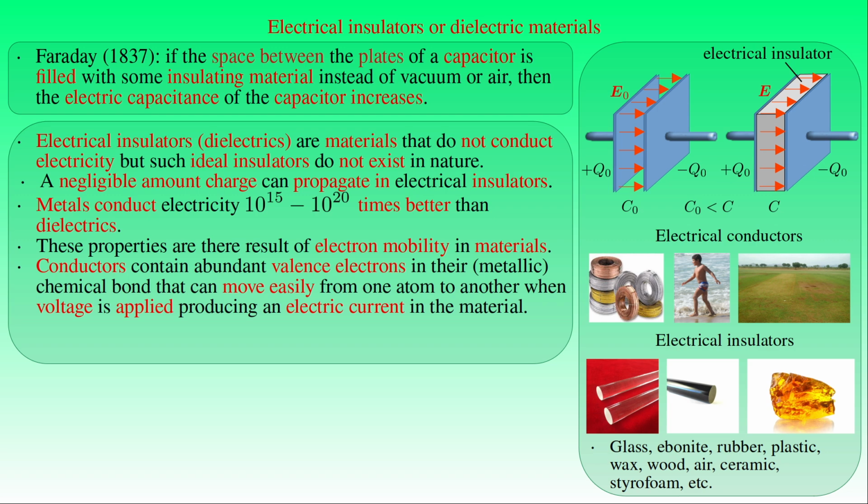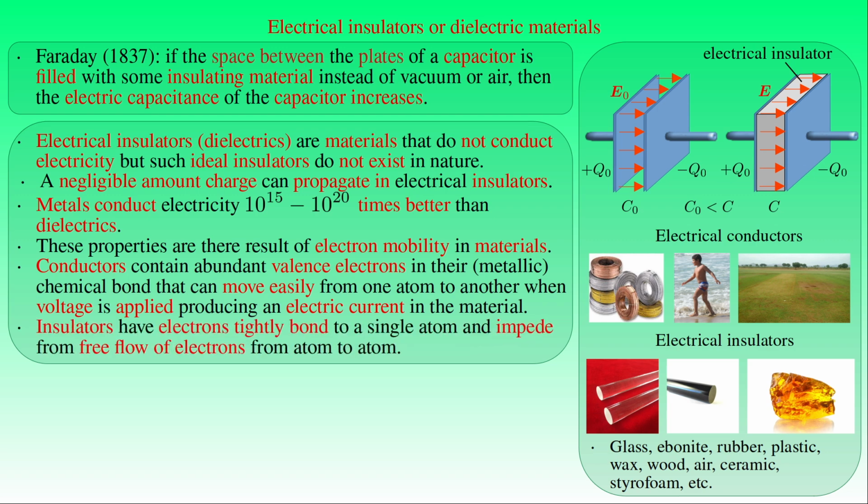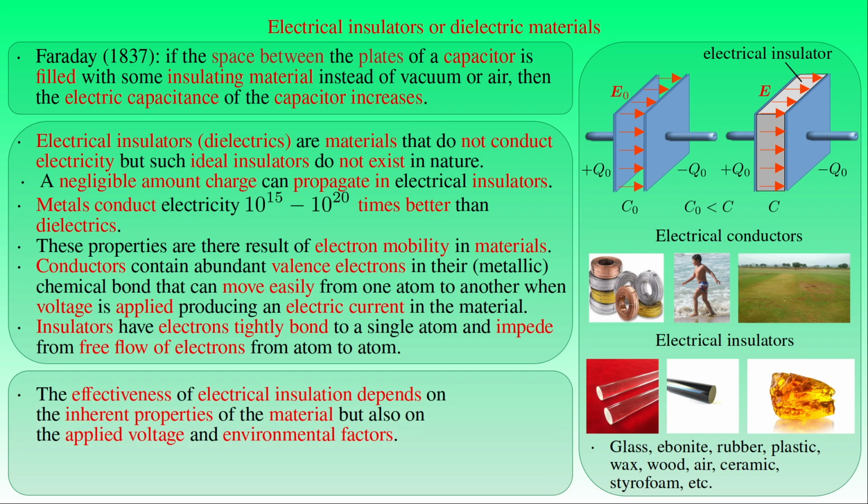As opposed to conductors, insulators have electrons tightly bound to a single atom, which impedes the free flow of electrons from atom to atom. These fundamental differences in the atomic or molecular structures of different substances indicate that the effectiveness of electrical insulation depends on the inherent properties of the material. At the same time, it also depends on the voltage applied on the substance and environmental factors like temperature, moisture, contamination, aging and so on.